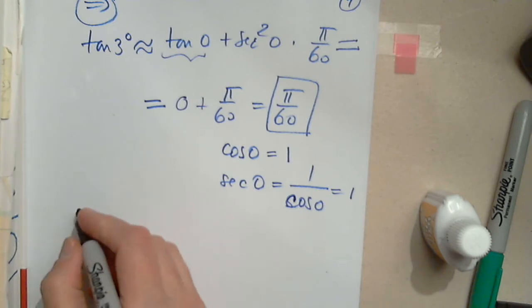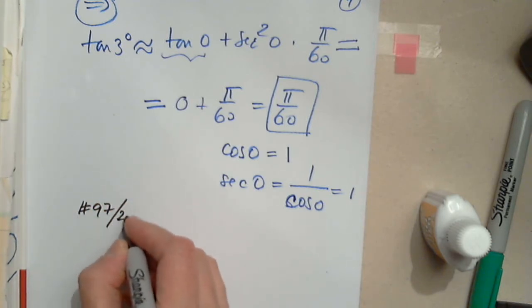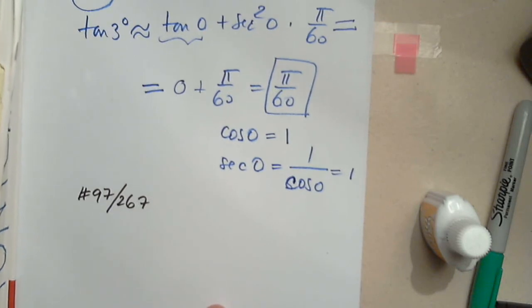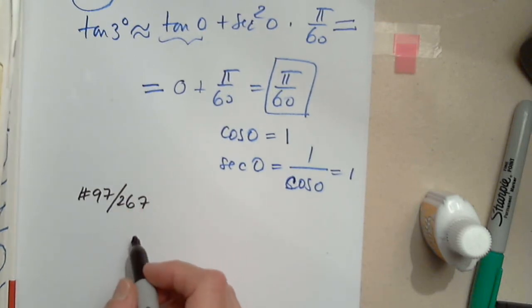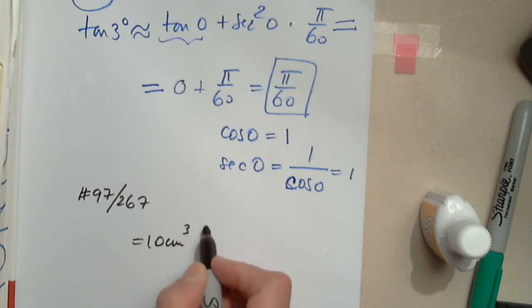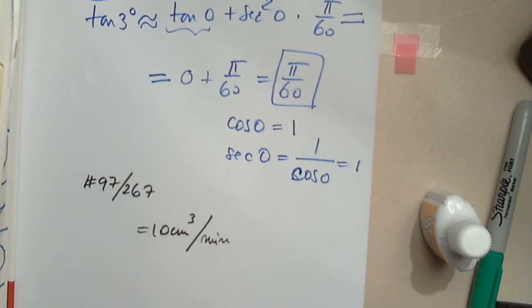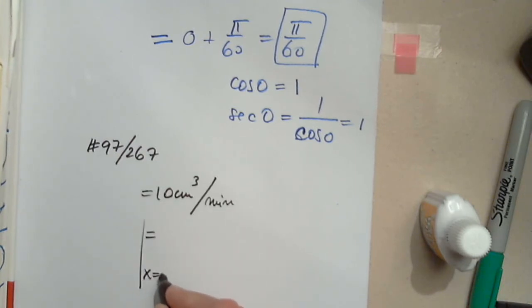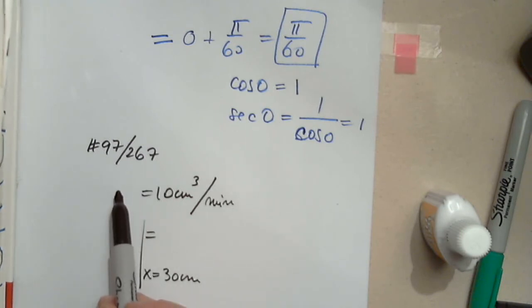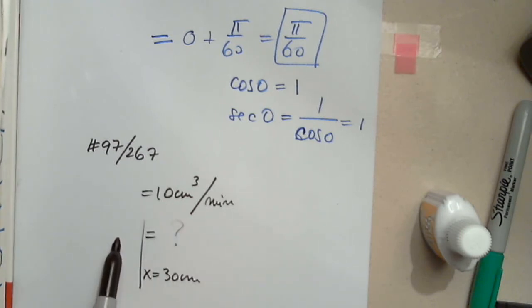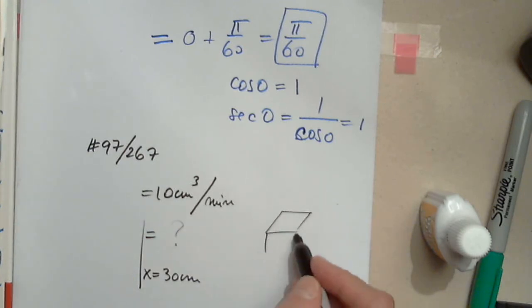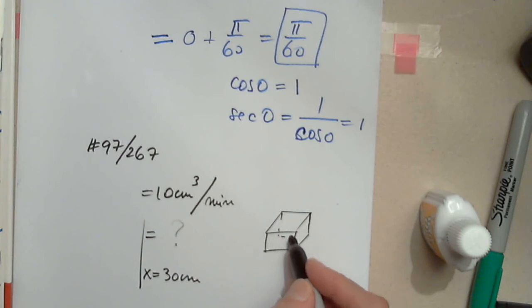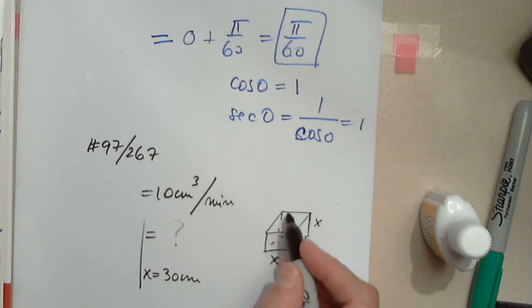So I copied the information. So this is problem 97 on 267. And we have 10 cubic centimeters per minute. And we're asked to find how fast is the surface area increasing when the length of an edge, I'm going to call it x, equals 30 centimeters. So I need to identify what this is. I don't have to draw a cube, but I will. With all sides x.